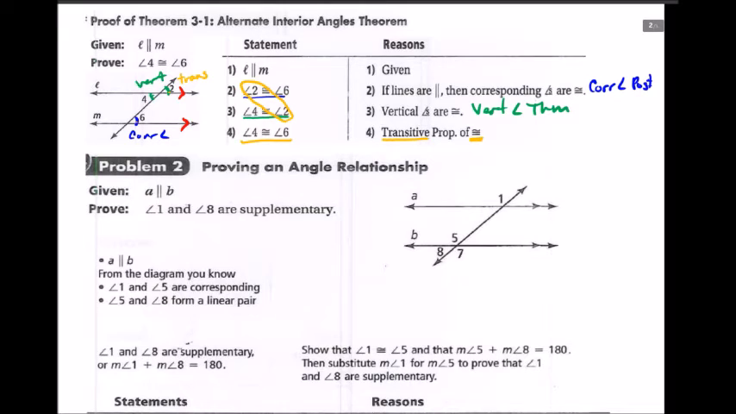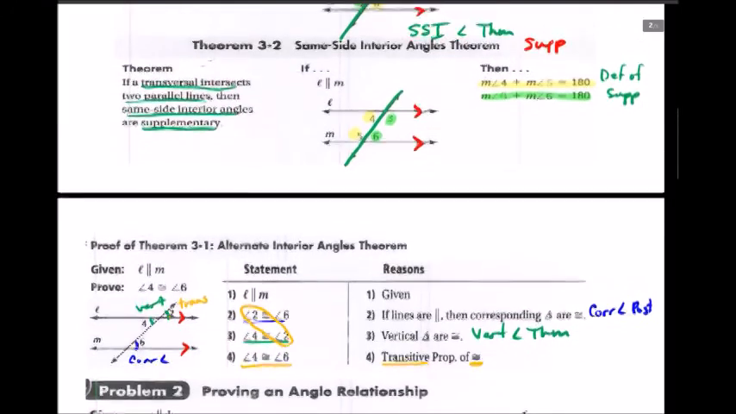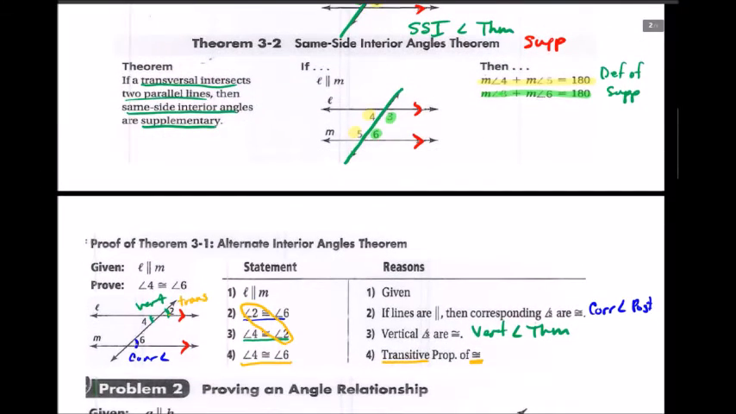So this is a very simple proof that lets us do alternate interior angles theorem. And there's a very similar proof for all of the others. Let's look here. How do you think that we could do same side interior? Well, we could use our vertical angles and our corresponding angles, and we have some linear pairs as well. Do you see the linear pairs? If we used angle 2 right here, we have a linear pair and corresponding.